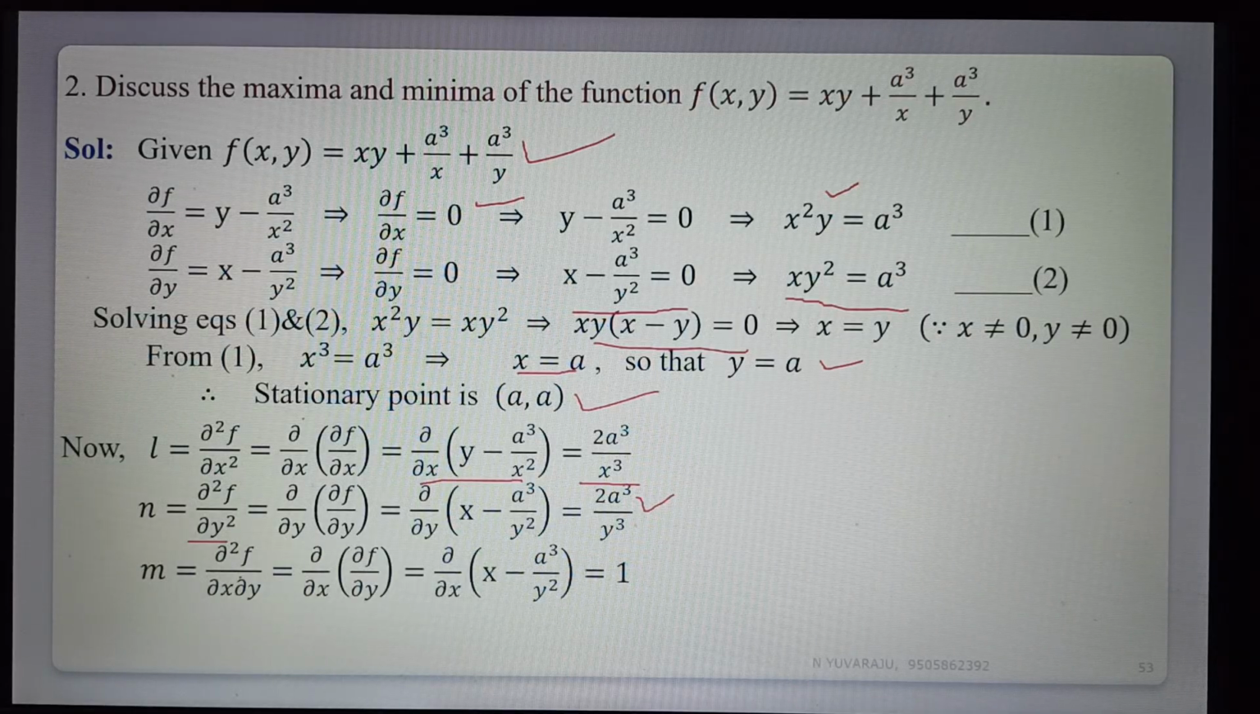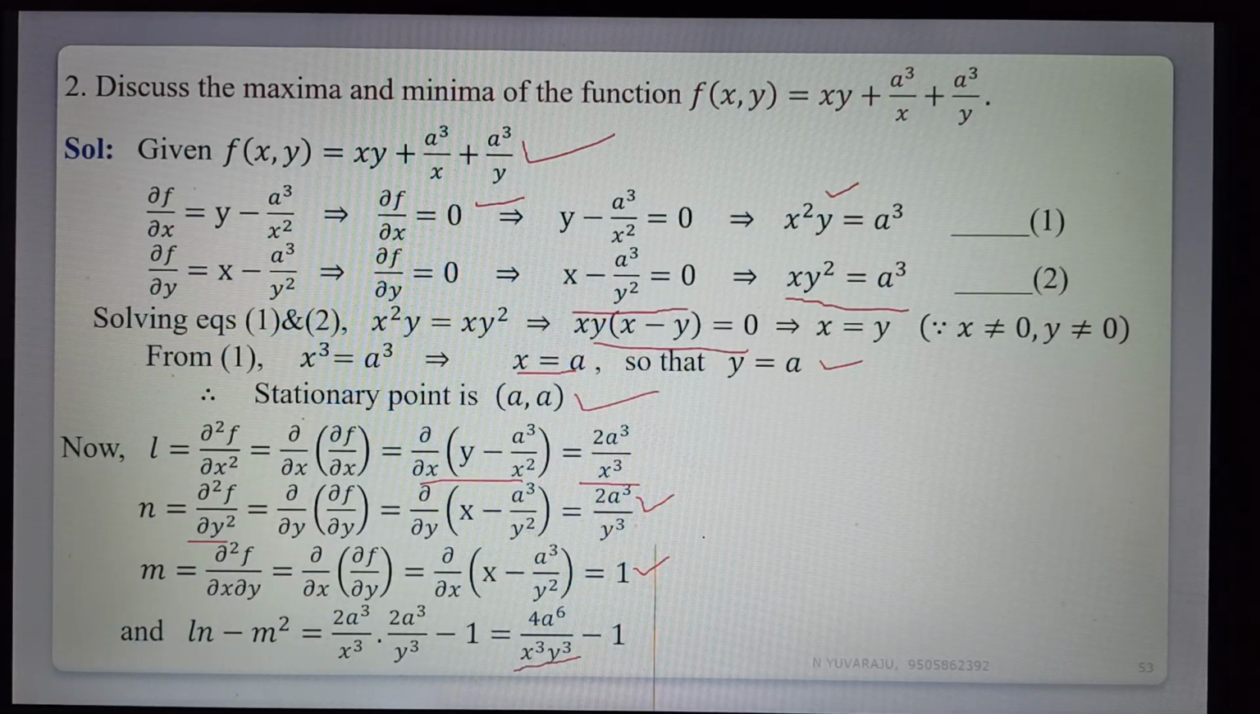Next, m is equal to ∂²f/∂x∂y, that is ∂/∂x of ∂f/∂y, which is ∂/∂x of x minus a³/y², and that is equal to 1. Now find the condition ln minus m². ln minus m² is equal to a³/x³ into 2a³/y³ minus 1, that is equal to 4a⁶/(x³y³) minus 1.